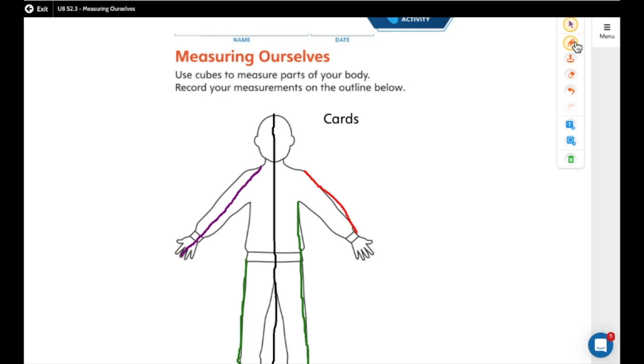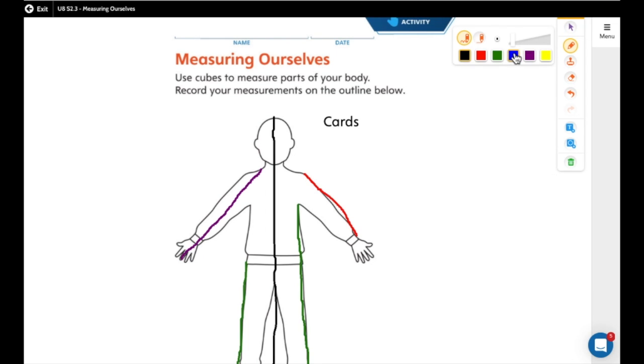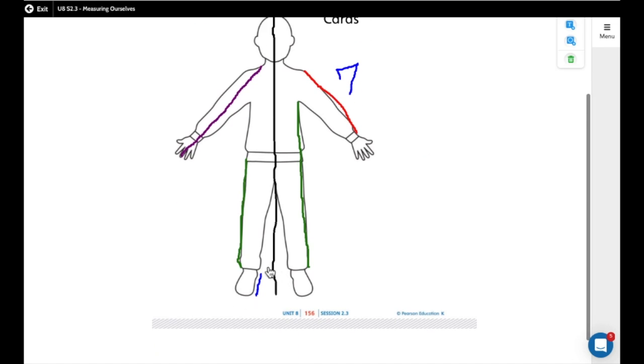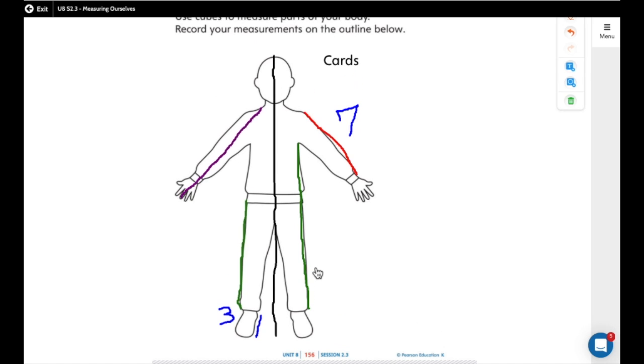Now, once I measure, I just have to write how many cards it was. So from my shoulder all the way down to my wrist, it was 7 cards. And from the back of my foot to the front of my foot, it was only 3. From my underarm all the way to my ankle, it took 13 cards. That's much longer, you'll see.